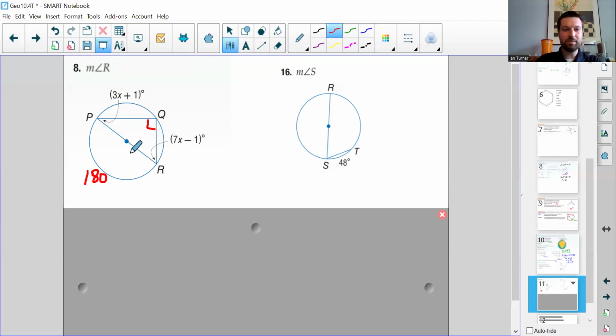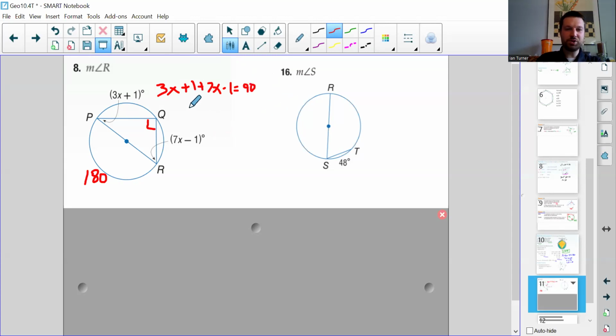So it's a triangle. Now we have a right triangle with two angles. Is it isosceles? We don't know. Maybe, but I don't think so, because then these would just be the same thing. We don't know it's a 45, 45, 90. But we do know these have to add up to 90. So we can do 3x plus 1 plus 7x minus 1 equals 90.